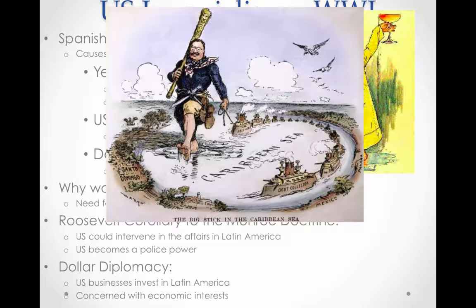All right, and finally, when we look at American relationships at this time with Latin America, we have the idea of dollar diplomacy. It was U.S. business investing in Latin America in order to gain access to natural resources and to markets. So the United States was concerned with economic interests in this region. So the United States will have corporations, will have different groups go into Latin America and really start to utilize, again, resources and employ people within those regions as well.